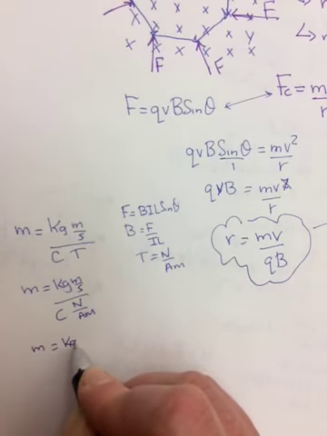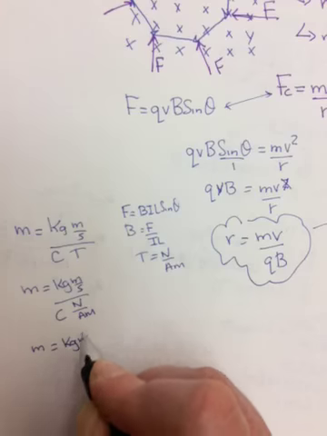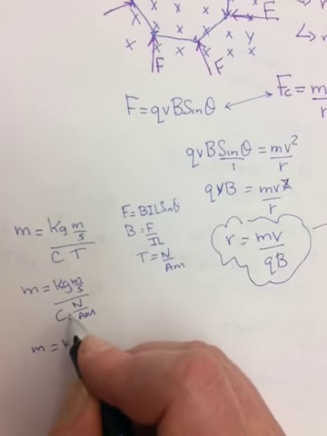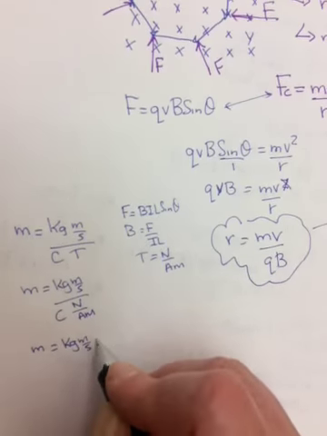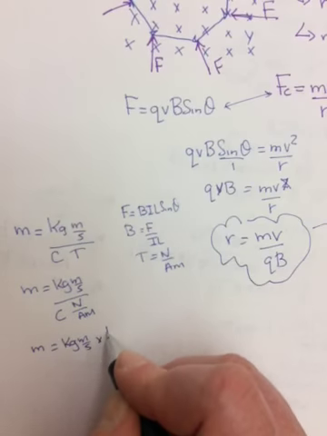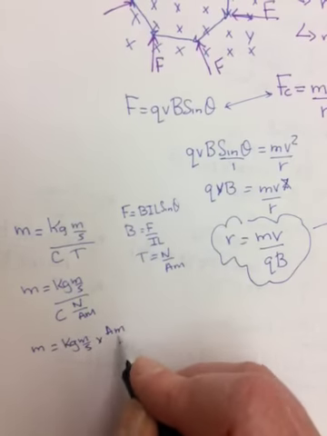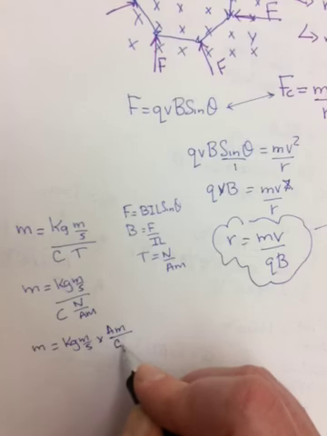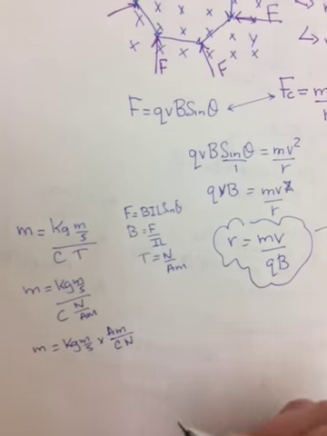So kilogram meters per second. And really, this is the same as the Coulomb could be on top. So I could multiply by an amp meter over a Coulomb Newton.